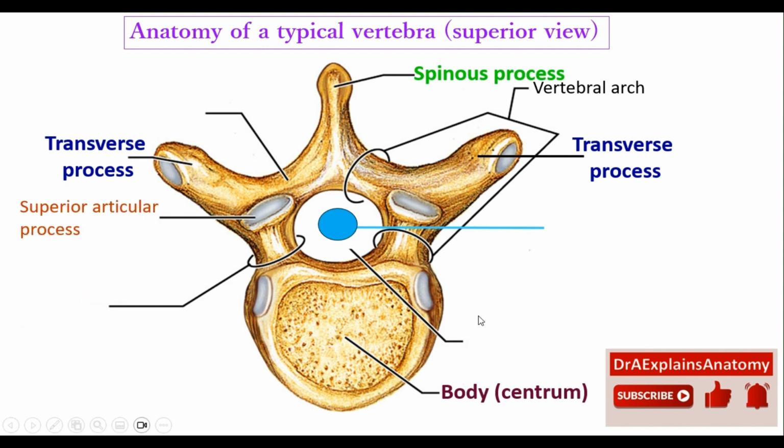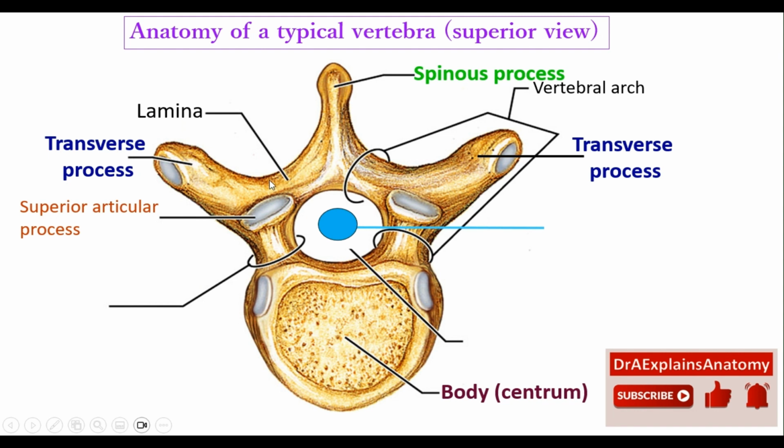This surface is the superior articular process. It allows the articulation of each vertebra with the vertebra above it. So, superior articular processes are located on the superior aspect of the vertebra.